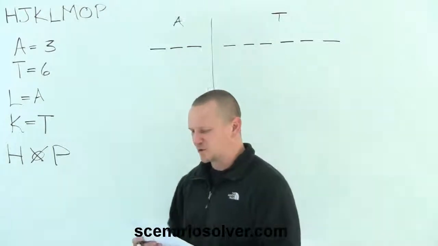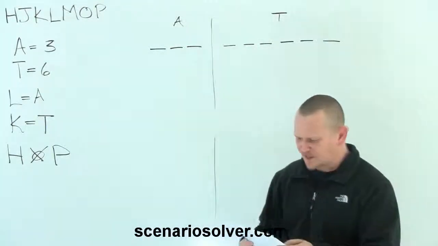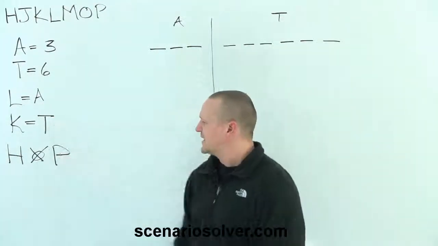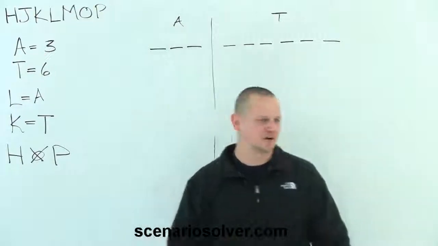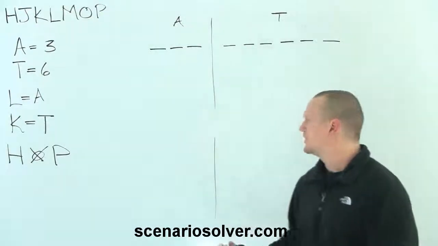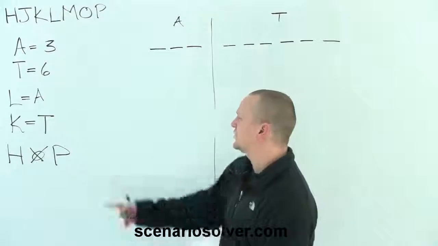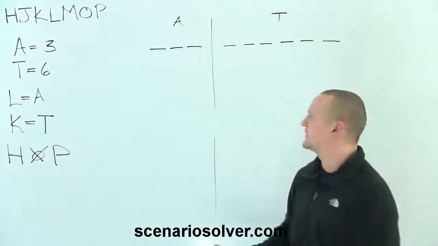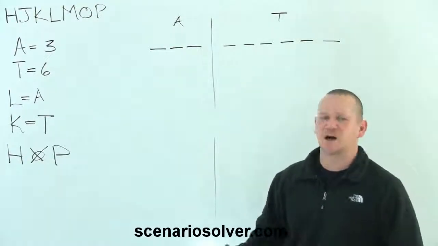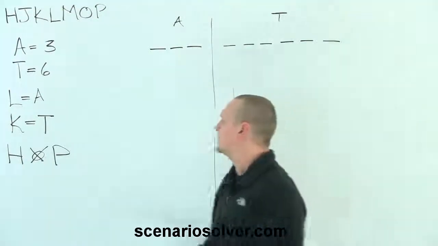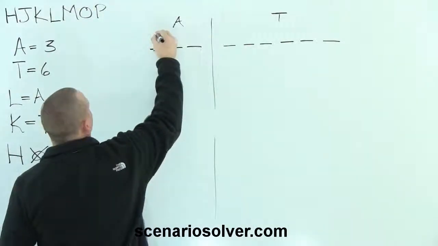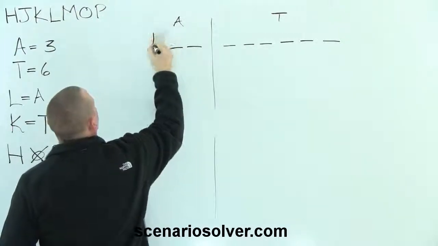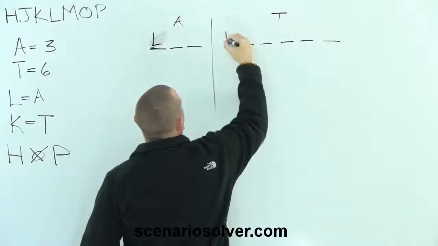The judicial appointments will conform to the following conditions. L must be appointed to A, and K must be appointed to T, and then H and P cannot occur with one another. So we want to utilize the hierarchy of rules to solve the scenarios, and we're given 2 first-order rules. Recall that first-order rules just say something goes in a specific place. Anytime we get something like that, that's obviously the first thing we're going to place, so we're going to place L in the A group and K in the T group.